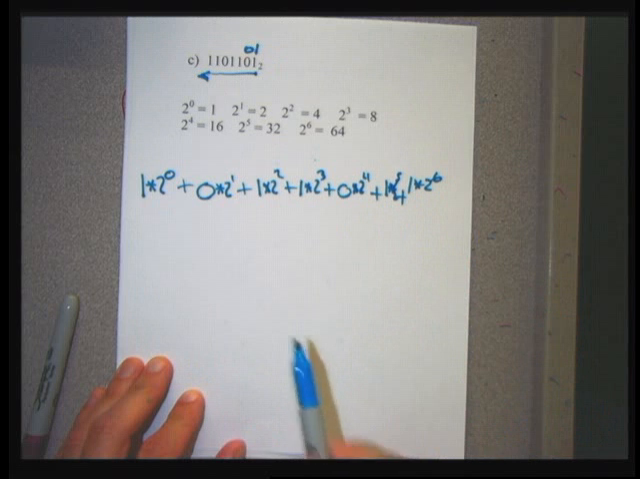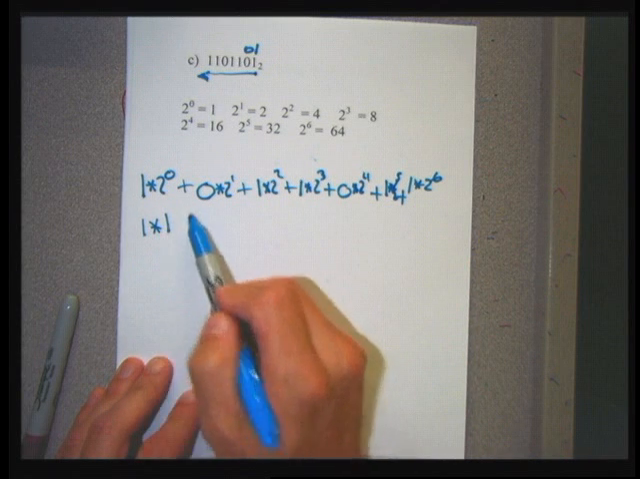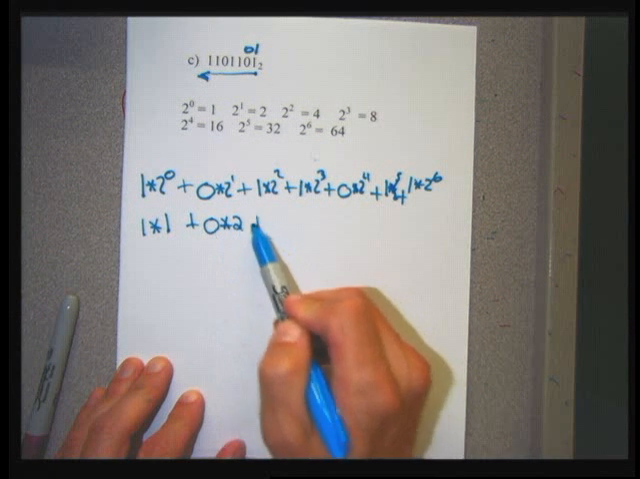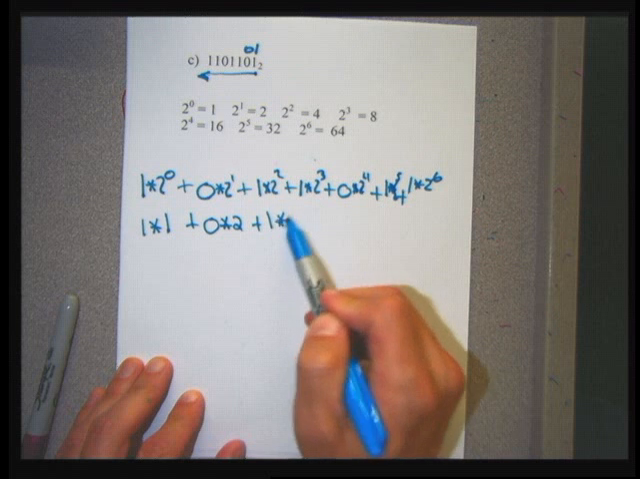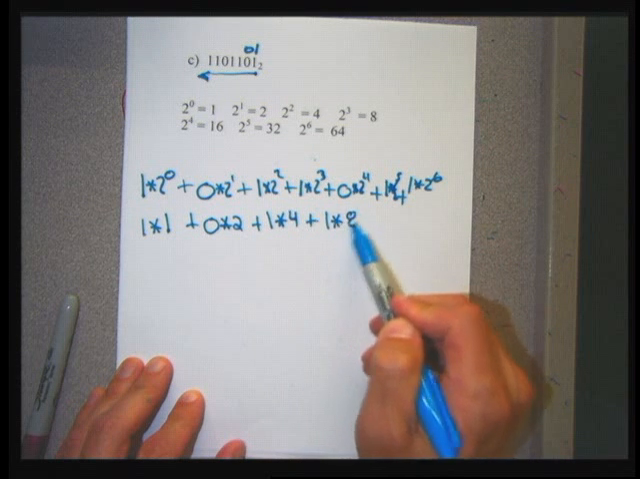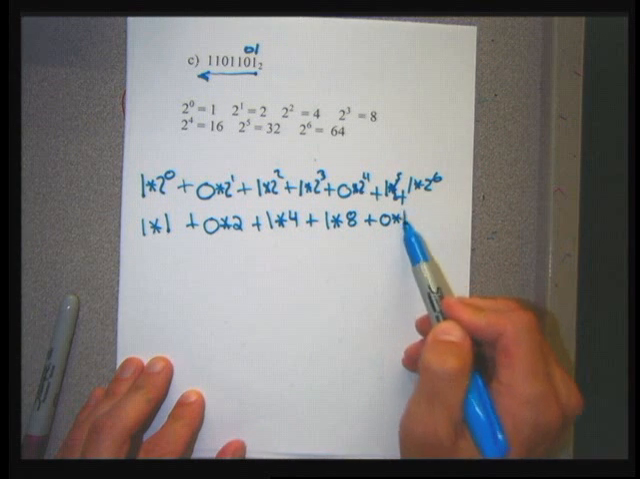So I get 1 times 2 to the 0. 2 to the 0 I'm going to replace with 1. 0 times 2 to the 1, 2 to the first power is 2. 1 times 2 squared, 2 squared is 4. 1 times 2 cubed, 2 cubed is 8. 0 times 2 to the fourth, 2 to the fourth is 16.